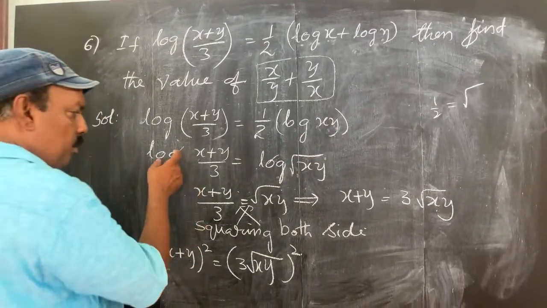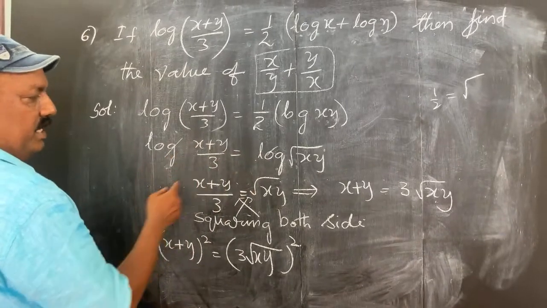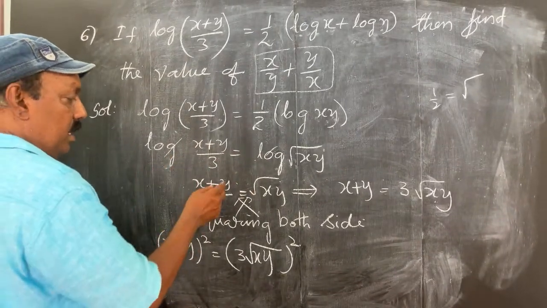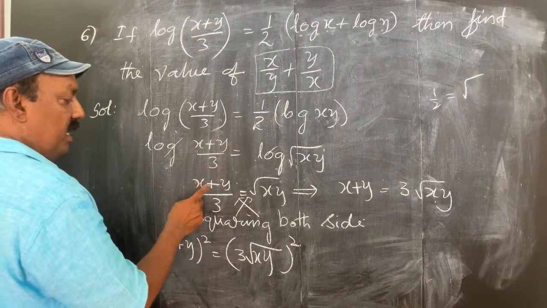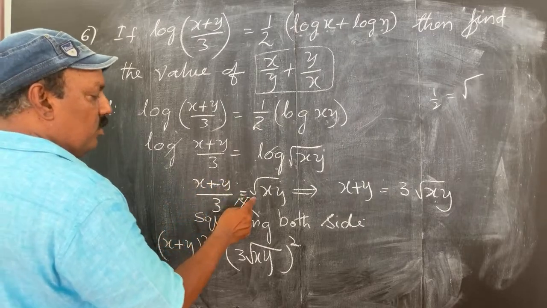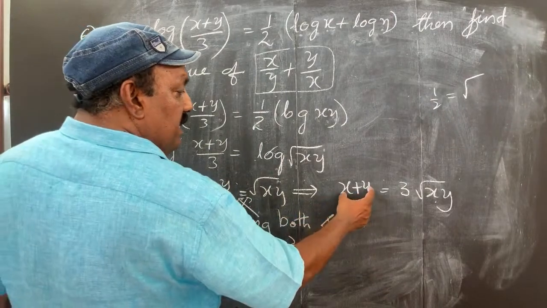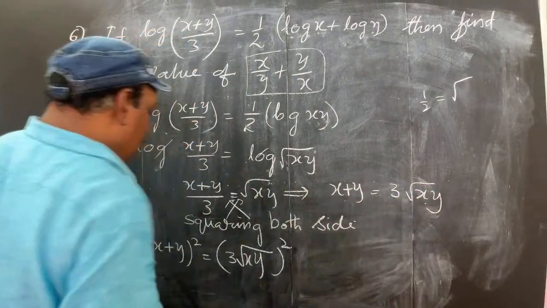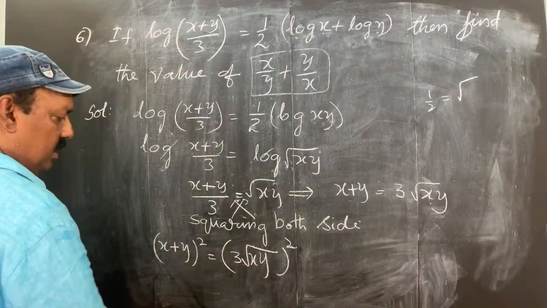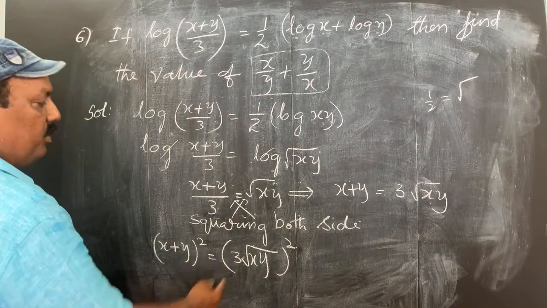Then I remove the logs here. You have to click on the statement and remove the logs. Now after removing the logs, what did it become? (x plus y) by 3 is equal to square root of xy. Now cross multiplication: x plus y is equal to 3 square root of xy. Now, to remove the square root, we square on both sides.